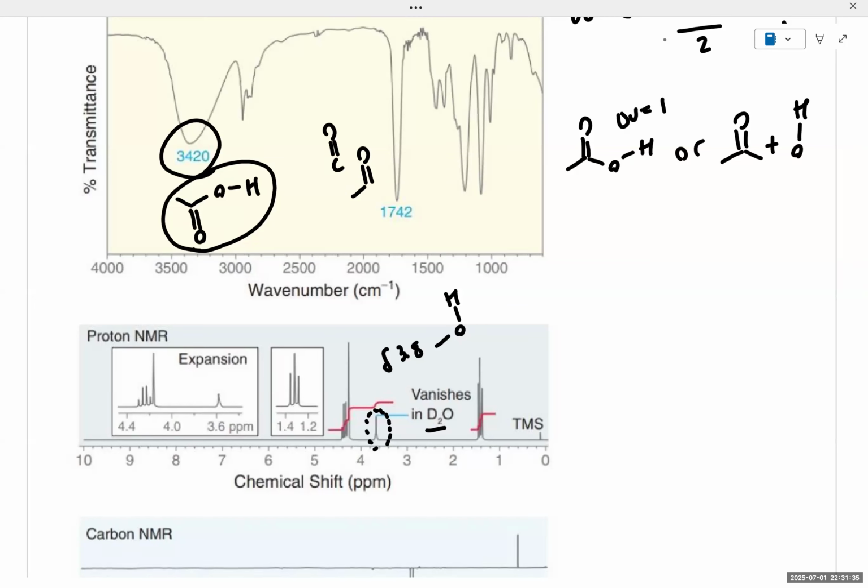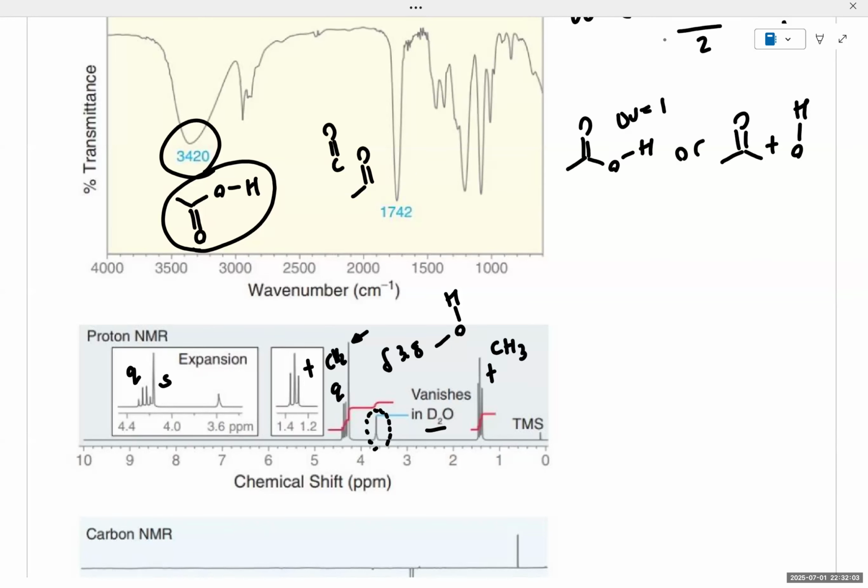Okay, looking at the expansion of this, we have a singlet, we have a quartet, and we have a triplet. Okay, this triplet is likely a CH3 group. This quartet's a CH2 group. This singlet, I'm not sure yet.